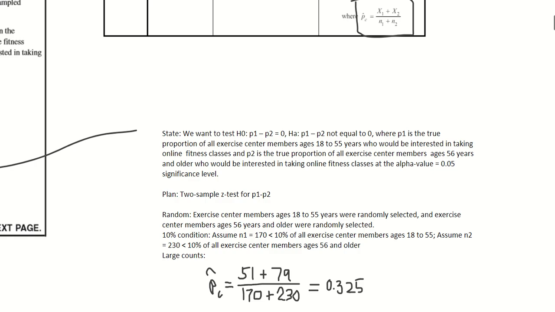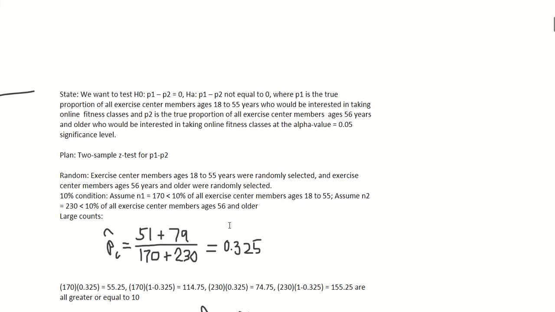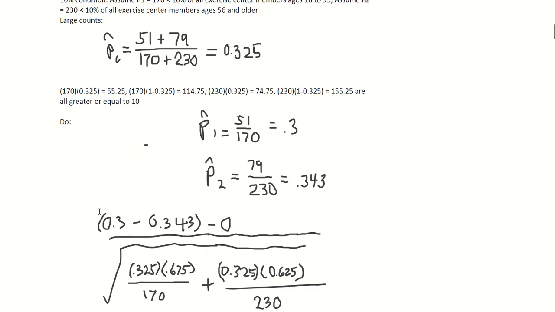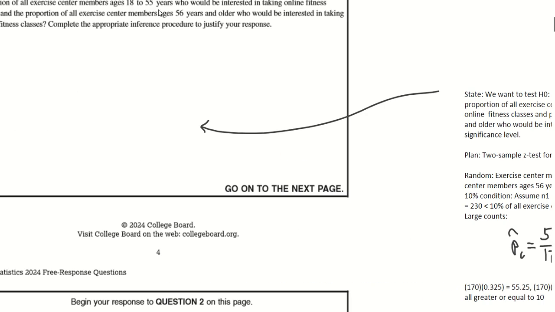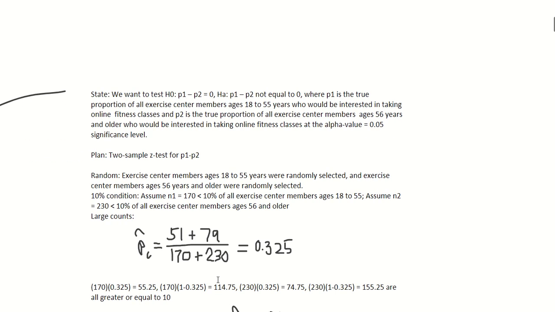So for FRQ question number 1, I structured my response as state, plan, do, conclude. You don't need to structure it this way, but it's a good way to organize your response, especially for these inference procedures. So in the state, we talk about our hypothesis.